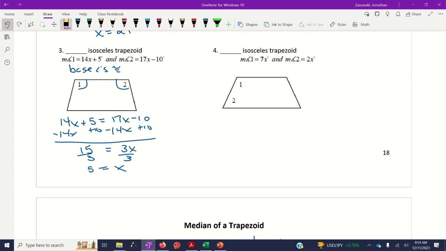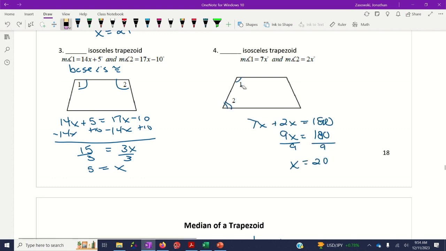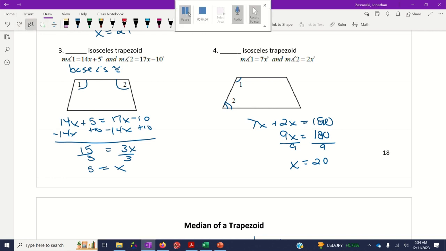All right, hopefully you got an answer of 20. So once again, these two angles are same side interior, they're supplementary. So just 7x plus 2x equals 180, and then we'll divide it by the 9 after we combine like terms. All right, and that is going to finish up with this page. Let's take a look at the next one.